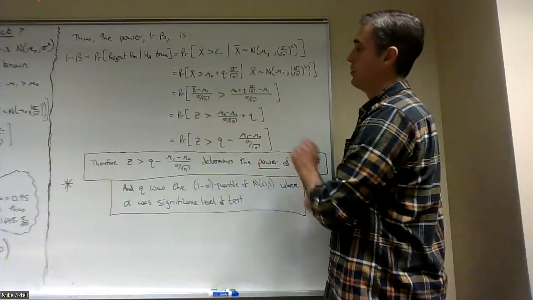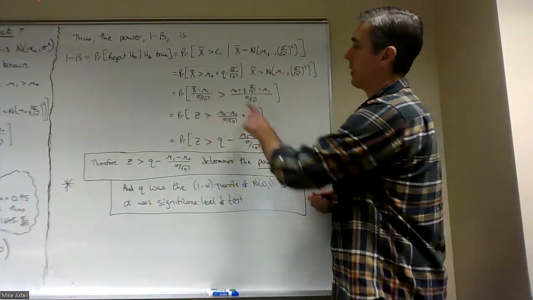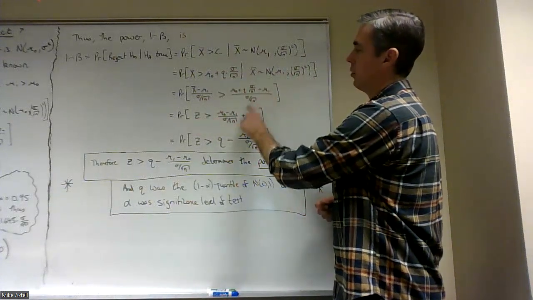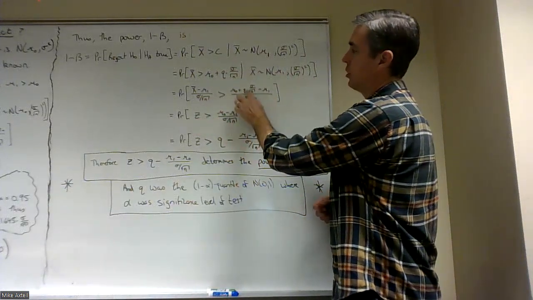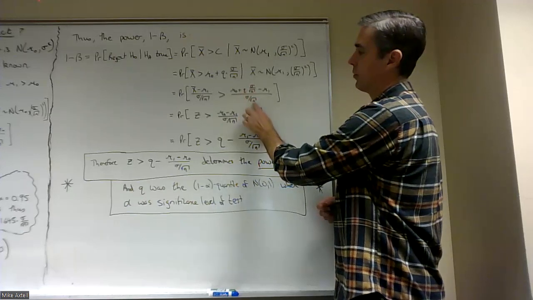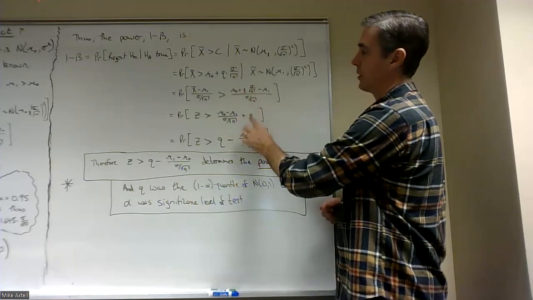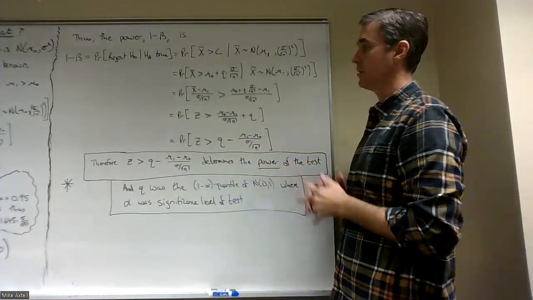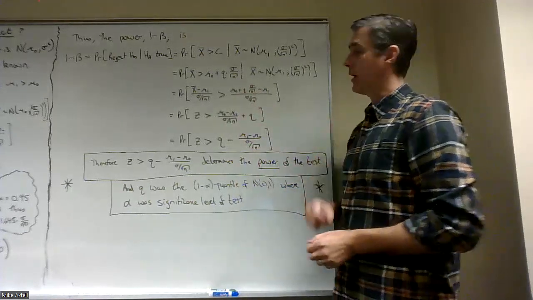And on the right side, I do some algebra. I've got mu0 minus mu1 over sigma root n. And then q times sigma root n over sigma over root n. Sigma over root n's cancel. I'm just left with positive q. Okay, so there's some algebra. Then I do a bit more algebra.